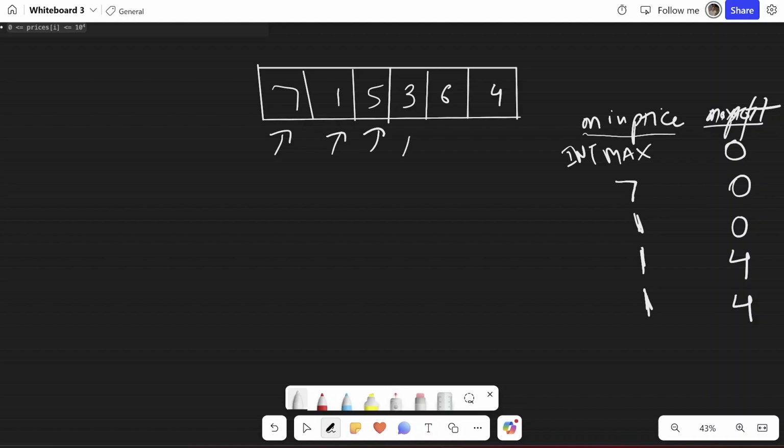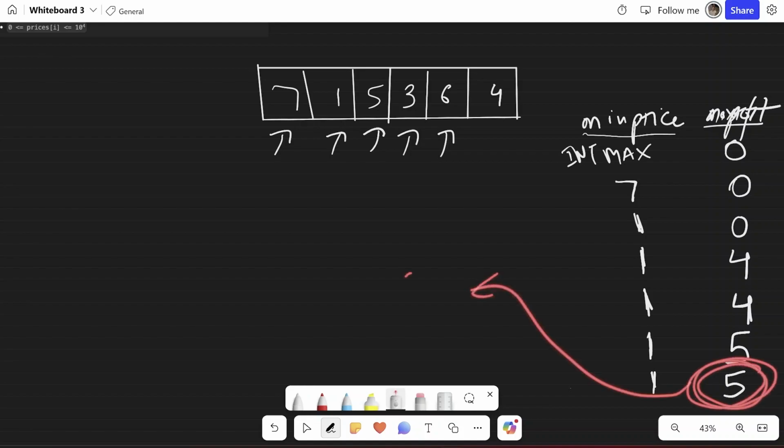Now moving on to 6. If I sell on 6, what will be my buy price? It will be the min price. So 6 minus 1 is 5. So 5 profit is greater than 4. So now max profit will become 5. And min price will still remain 1 because 6 is also greater than 1. Now moving on to 4. If I sell on 4, 4 minus 1 is 3 and 3 is less than 5. So max profit will still remain 5 and min price will still remain 1. So at the end the value of max profit is 5, which will be my answer.